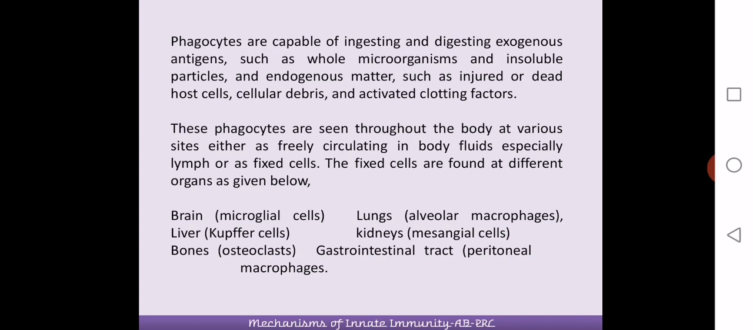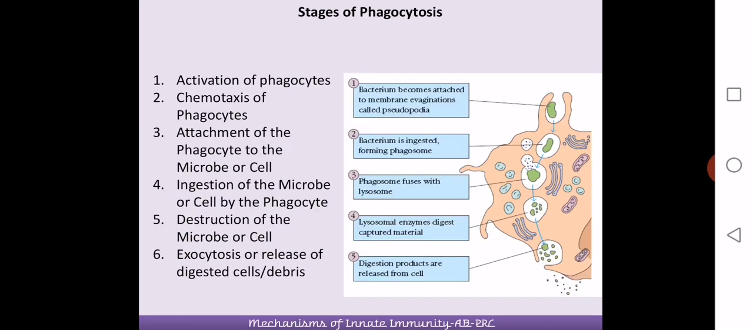Such cells are given certain names also, like microglial cells. When you see certain phagocytic cells in the brain, they are called microglial cells. Then alveolar macrophages when in the lungs. Then Kupffer cells when present in the liver. Then mesangial cells in the kidneys, osteoclasts for bones. Then peritoneal macrophages for the GI tract. So these are different terminologies used to represent phagocytic cells, not only macrophages.